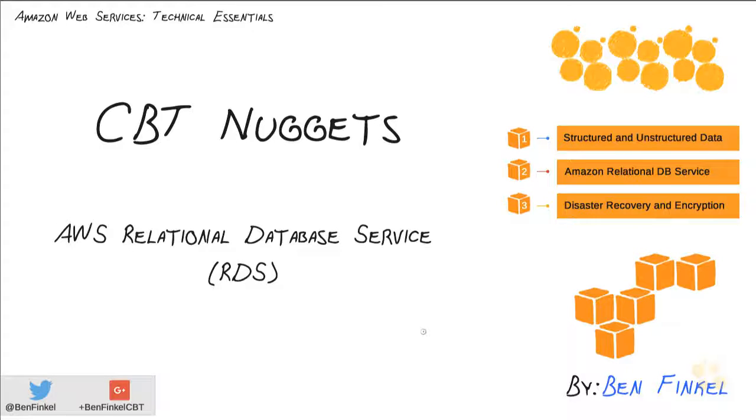AWS Relational Database Service. Hey everyone, Ben Fingal here, and in this nugget, I want to talk a little bit about the different types of data that you can store inside of Amazon, and really that's going to break down to structured versus unstructured data. The structured data being stored inside of Amazon Relational Database Service, or RDS.